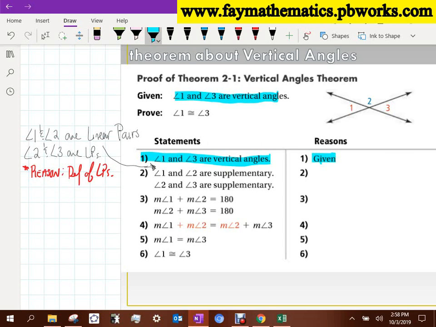Okay? So statement 1 is your given, then your reason is that obviously it was given. Okay? So we know we're starting with two vertical angles in front of us.